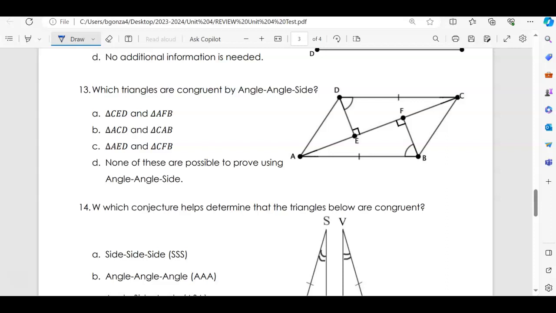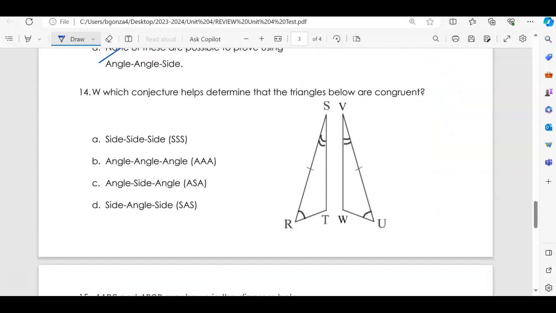Which triangle's angle, angle, side? Well, I'm looking at this. I got an angle, angle, then a side. Okay, so I need these two triangles. This one, and then this one. Okay, now this first one says CED, that's good. AFB, that one looks good. Now ACD, that looks like the big triangle. A to C to D, that's not the right triangle. AED is this other little triangle. We don't know anything about that. It's got to be A.